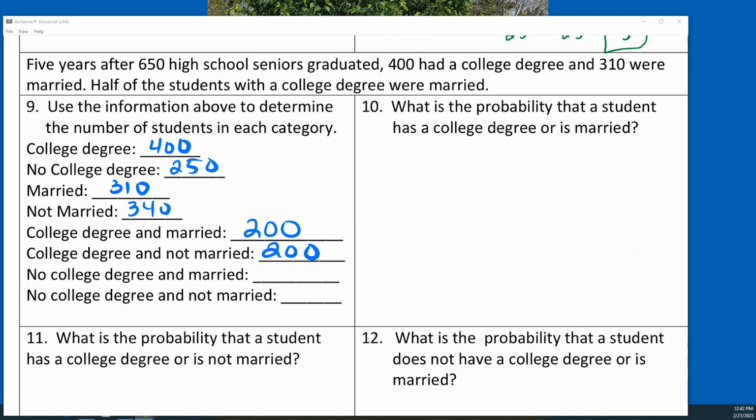All right. And then no college degree and married. 250. No. There are this many that are married, and this many have a college degree. Oh, wait, hold on. Yes, this many are married, this many have a college degree. So how many don't have a college degree? This and this need to add to equal 110. Good.